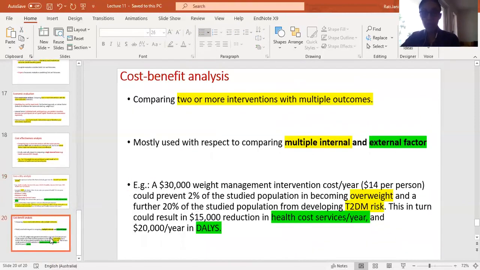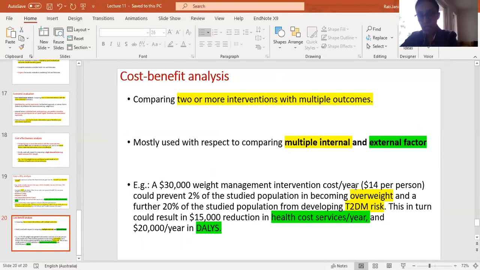Now, the last method, which you should just be aware of as an FYI, is cost benefit analysis, where you have 2 or more interventions with multiple outcomes you are including. All right. So this is the most, say, popular way of doing cost economic evaluation. This is what is generally done by an economist.